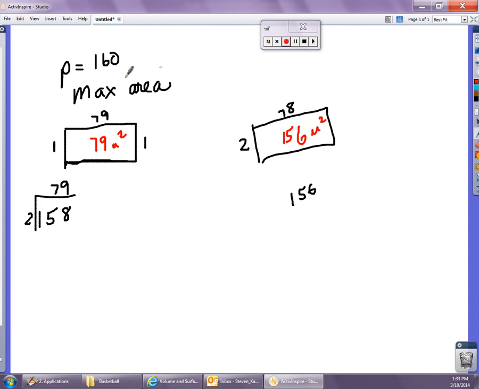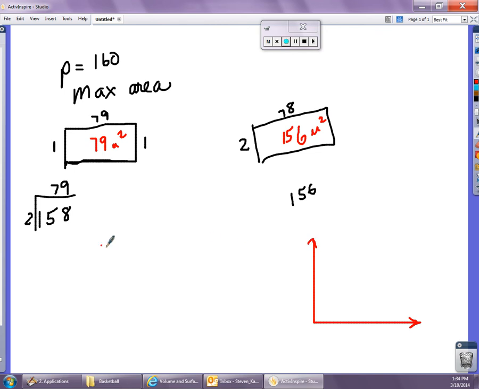So if we're looking for the max area, we can sit here and make a table and a list of every single one of these that would have a perimeter of 160. That would take a really long time. So one of the things that we can do is develop an equation that would help us graph it on our graphing calculator. And just a reminder, the equation you're going to have is quadratic.